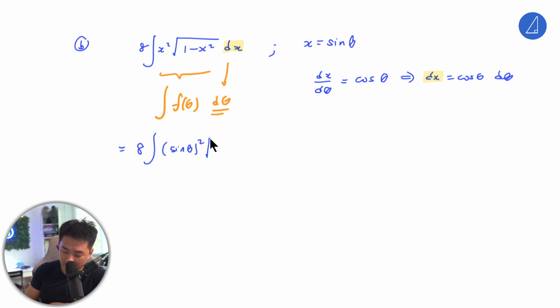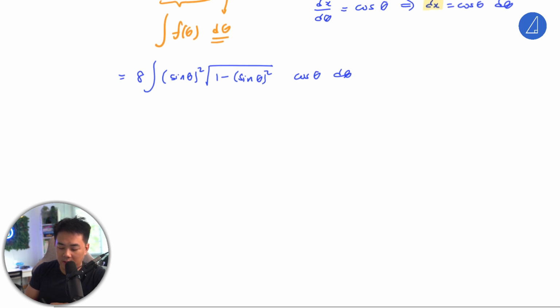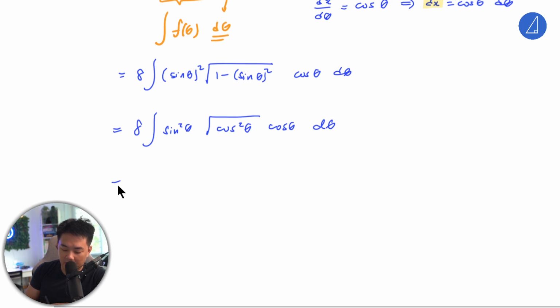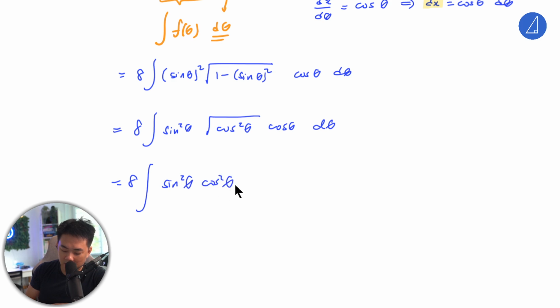Okay, so square, just change this 1 minus sine square x to sine theta, then dx is cosine theta d theta. Okay, great. So once done, understand that you get this, as this is a very common trick here. Sine square theta, this will be cosine square theta, right? 1 minus cosine square, so cosine theta. So if you simplify everything, this will be 8 sine square theta cosine square theta d theta.